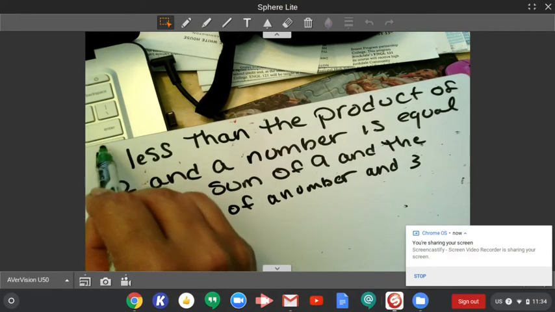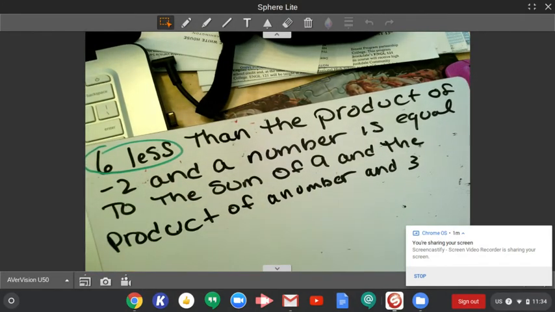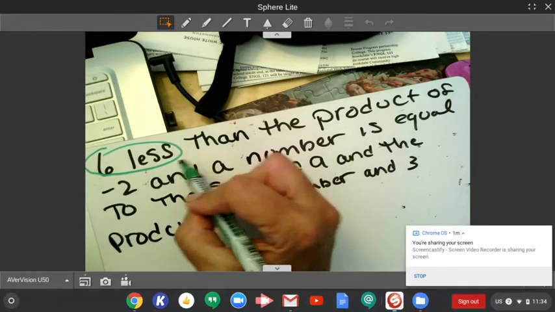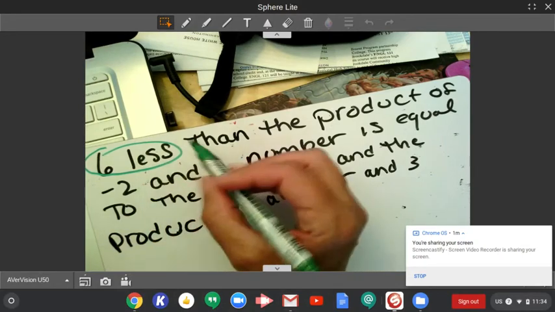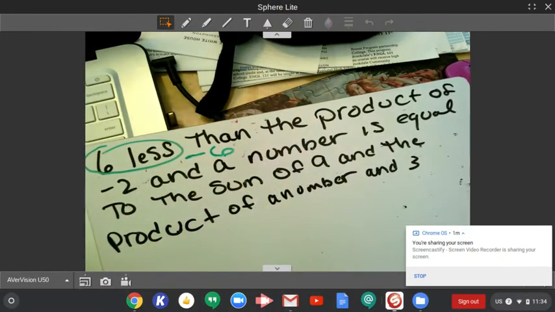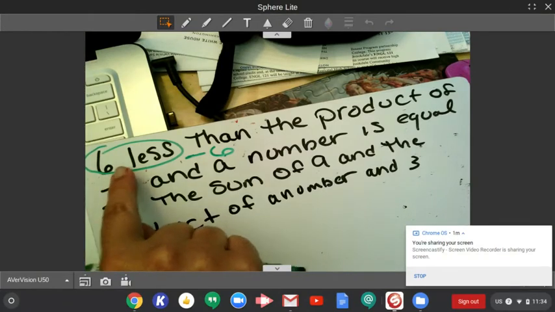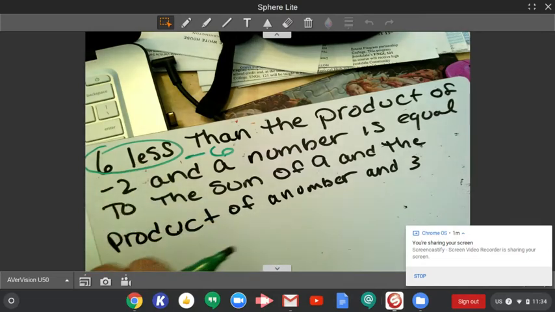Number one, let's look at this part right here. 6 less. Okay, it's kind of like a switch word. What happens is when you're taking 6 less than something, you're taking 6 away from it. So when you're working with an expression that has 6 less, you're going to want to subtract 6 from something. So when we replace this part of the words in our equation, we're going to subtract 6 from something.